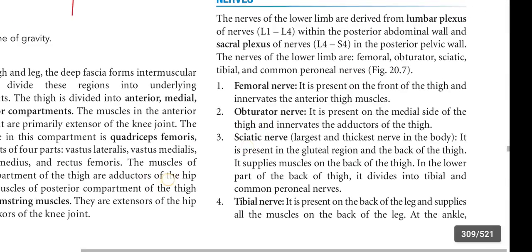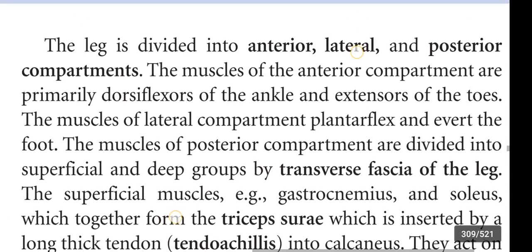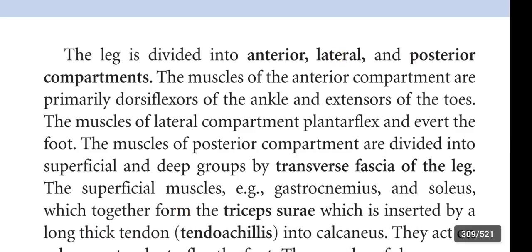So that is the thigh. Coming to the leg, the leg is divided into anterior, lateral and posterior compartments. The muscles of the anterior compartment are primarily dorsiflexors of the ankle and extensors of the toes.